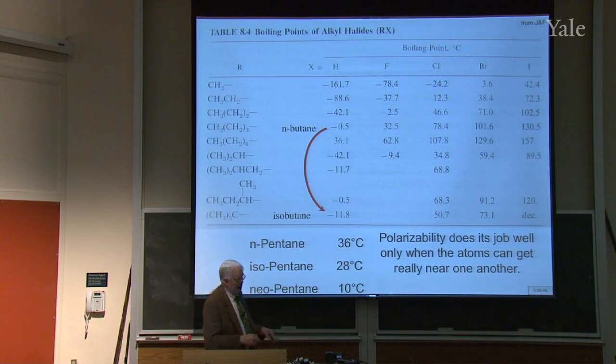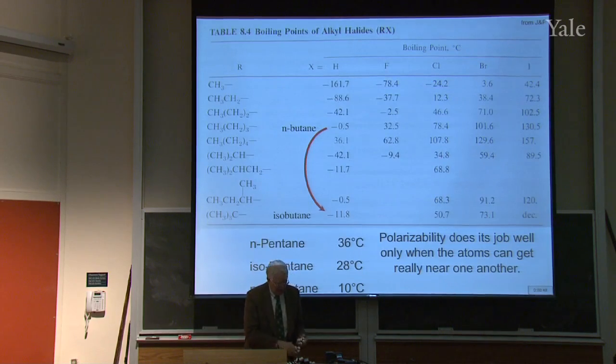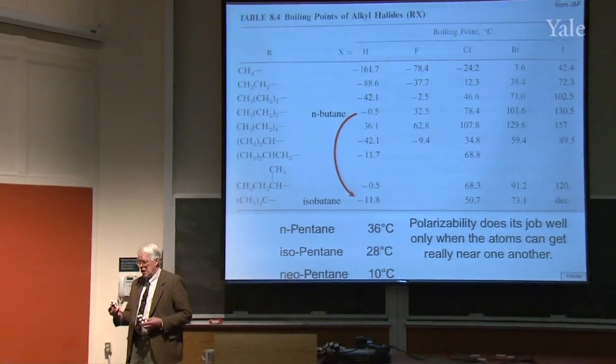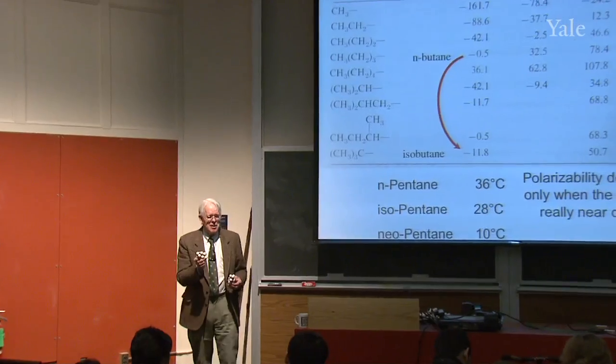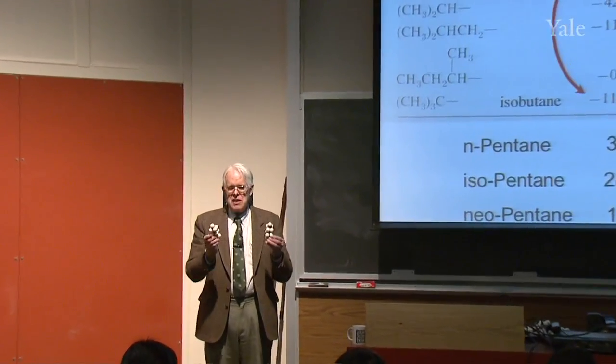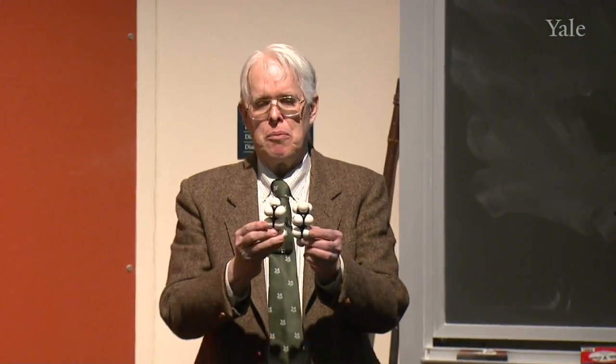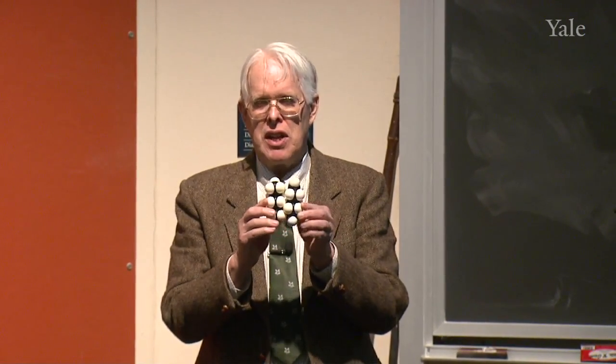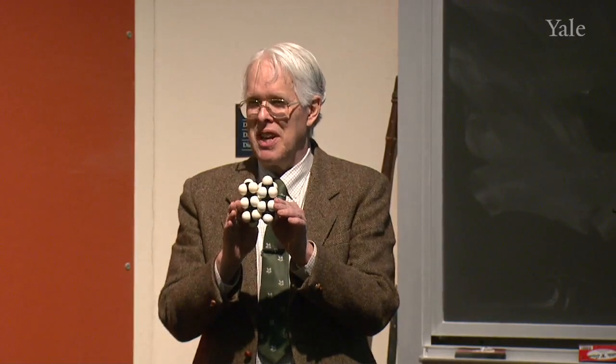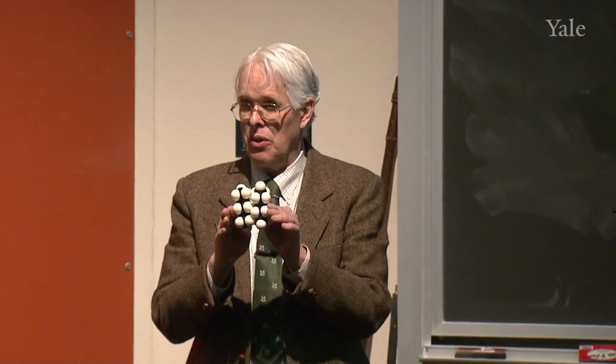So if you have the same atoms, for example, here in normal pentane, so we've got 5 in a row, we have to get the atoms close together to allow their polarizability to hold the molecules together. So with these, you can put them side by side, and that's great. And all the atoms in one molecule are near all the atoms in another molecule.